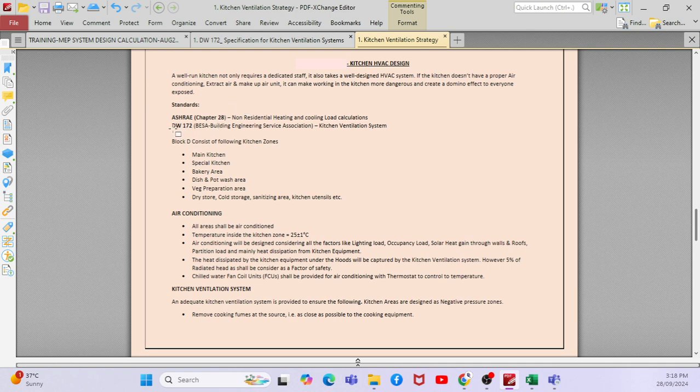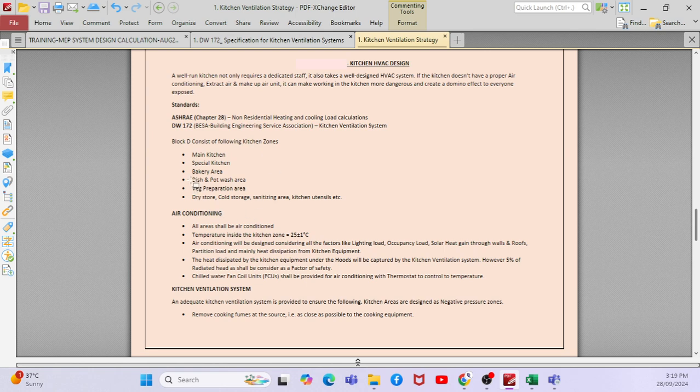If you go through ASHRAE chapter 28, they talk about non-residential heating and cooling load calculation, where we normally do the thermal load calculations. And if you go through DW 172, they talk about kitchen ventilation system. So for this particular calculation part, we talk more about DW 172.